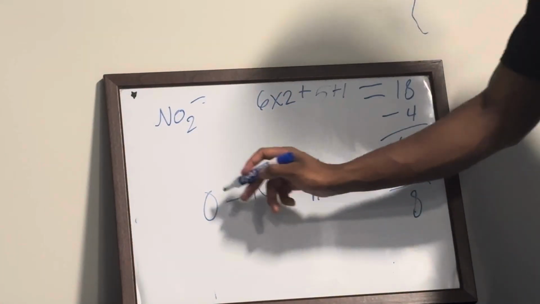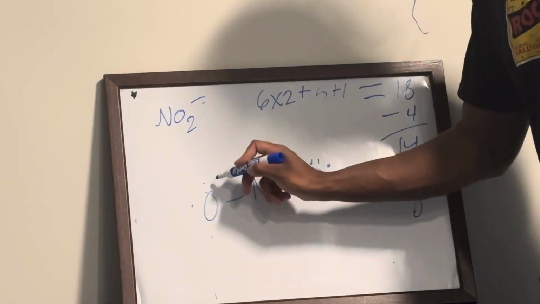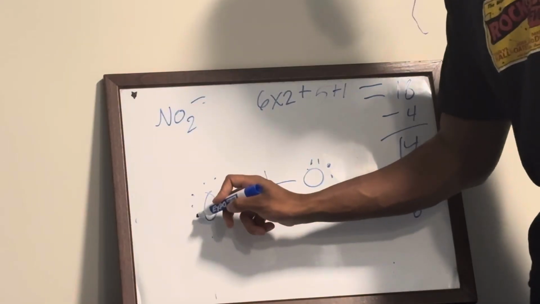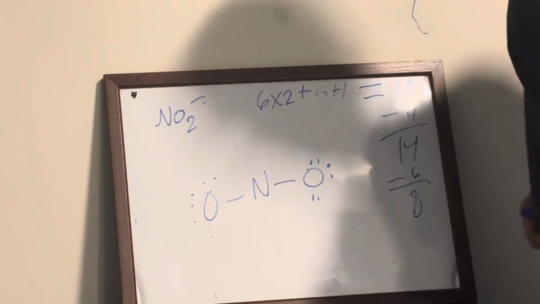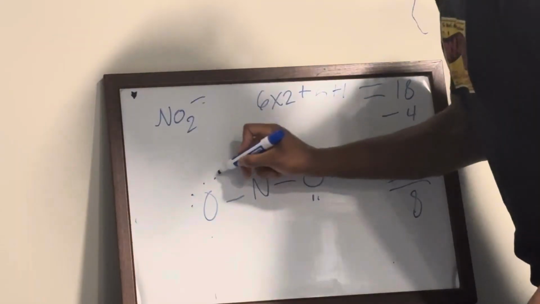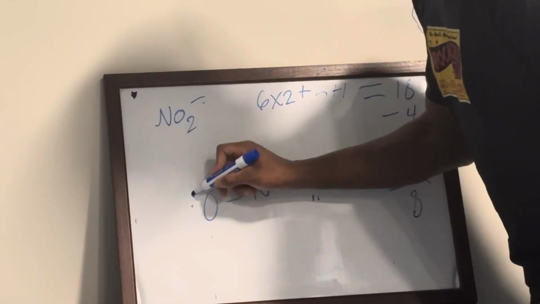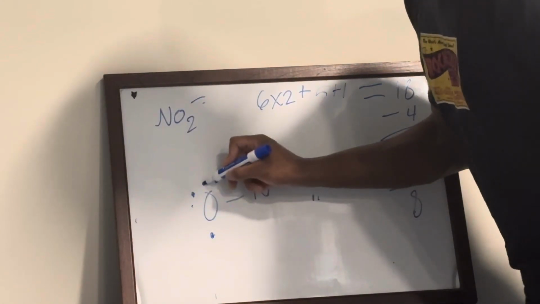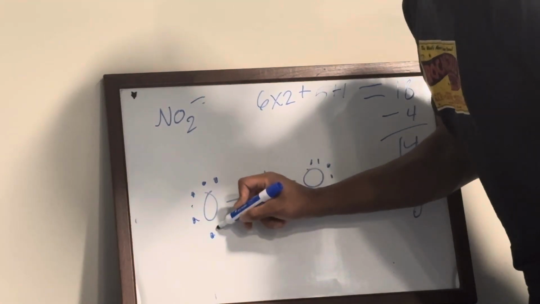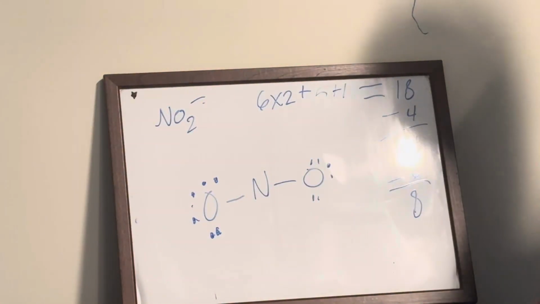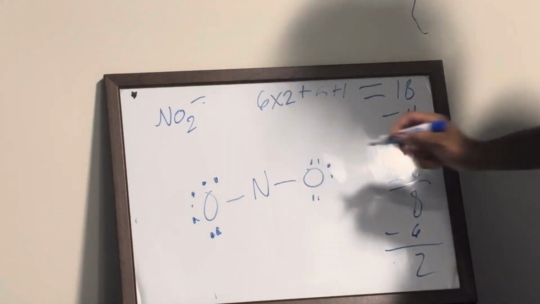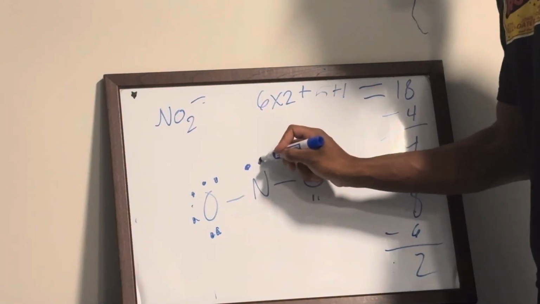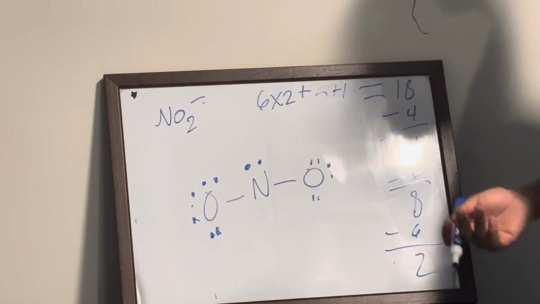Now we're going to fill this up. 1, 2, 3, 4, 5. Why can't I count? Oh, I can. 1, 2, 3, 4, 5, 6. Okay. Minus 6. That gives us 2. And the last 2 go there.